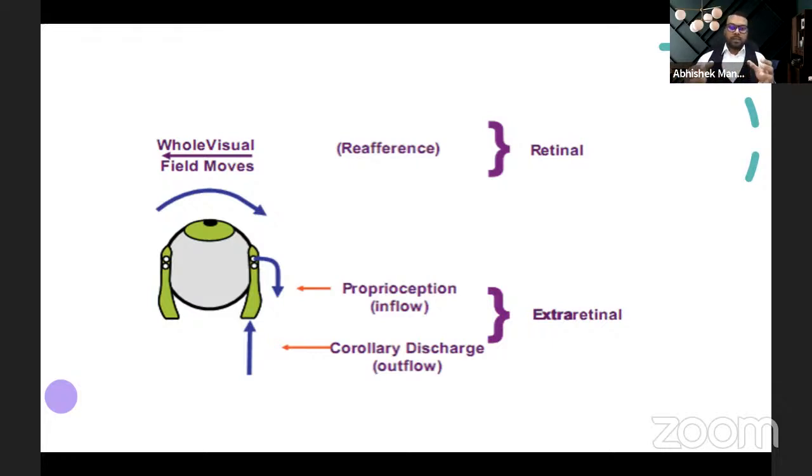Now this inflow is called proprioception, and the outflow, when the stimulus goes to the brain and we then react to it, is called the corollary discharge, which is extra-retinal, beyond the retina. These things are taking place.